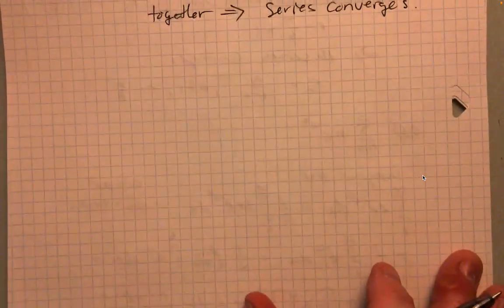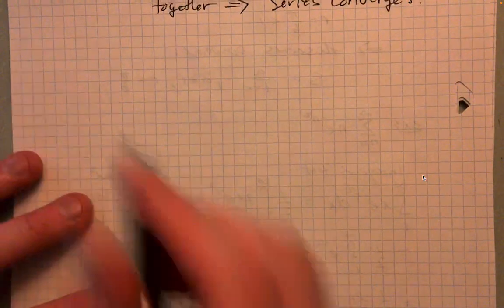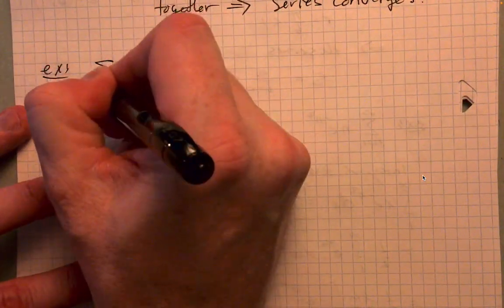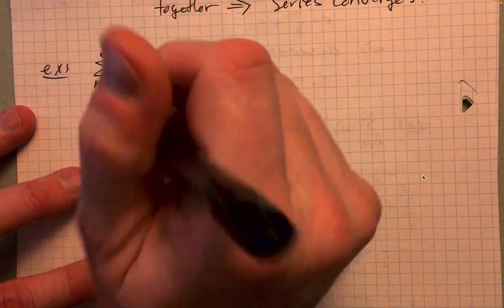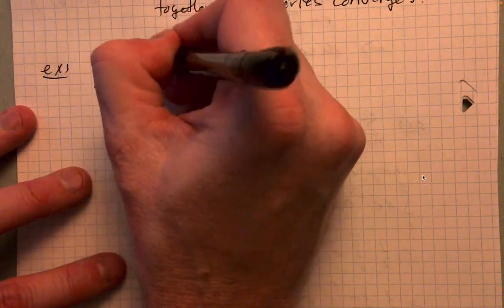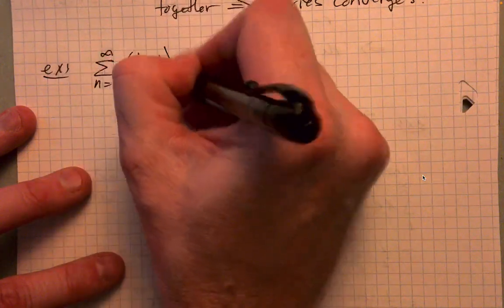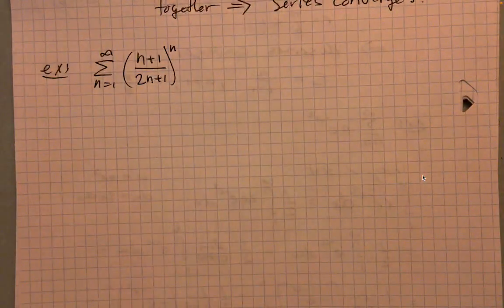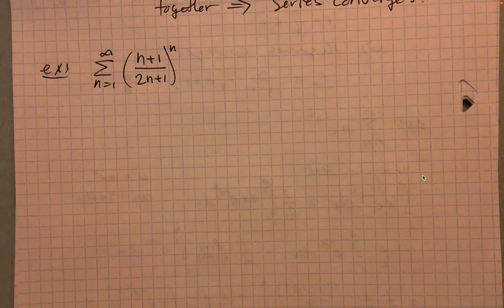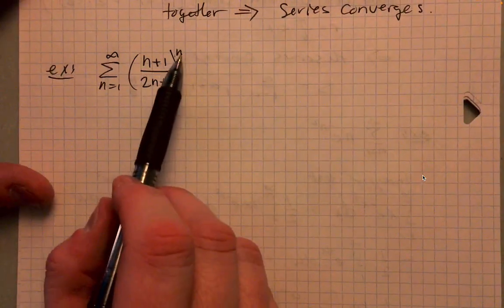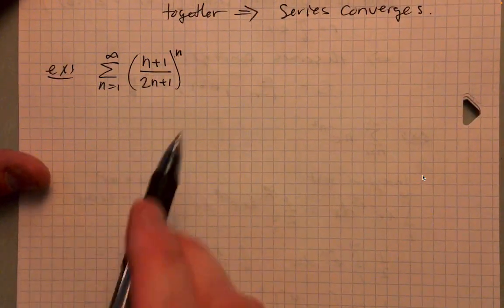And then the last example we'll look at is this one. The sum n equals 1 to infinity of (n plus 1 over 2n plus 1) to the nth power. Does it converge? Well, this is a beauty. Perfect for the root test, right? Everything is exponentiated by the n. That's the thing that's creating the uncertainty. The rest of it's really straightforward.